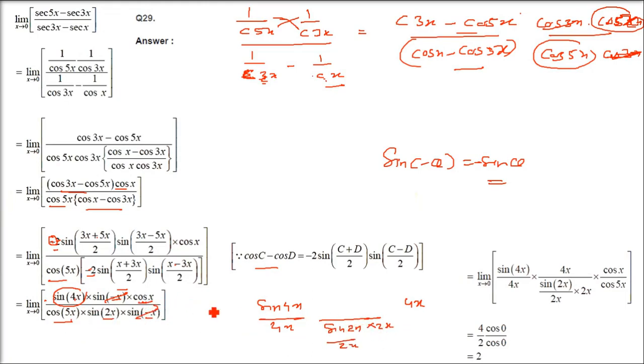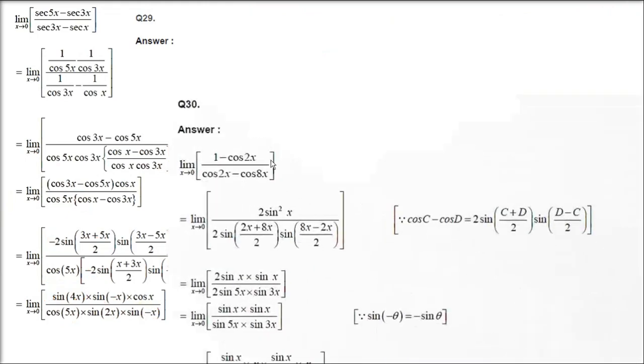So this cos x and cos 5x you can just keep it somewhere, as this is going to be cos 0 by cos 0, which is 1. Now here sine 4x by 4x, sine 2x by 2x, it is going to be 1. So 4x by 2x will remain, x gets cancelled, and 4 by 2 is going to be the answer, 2.